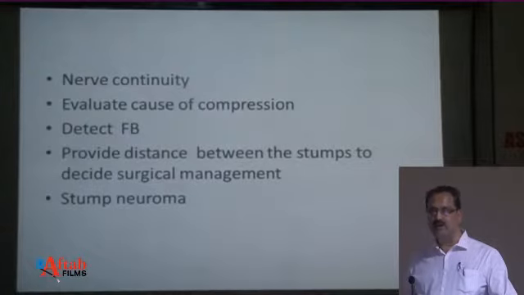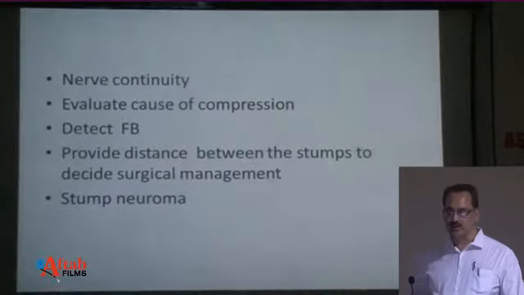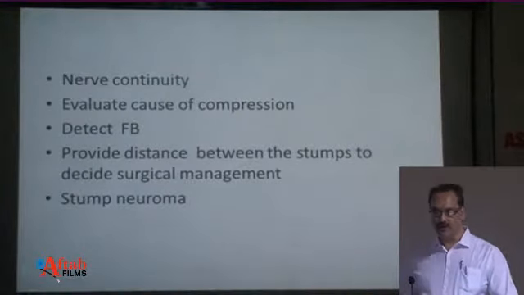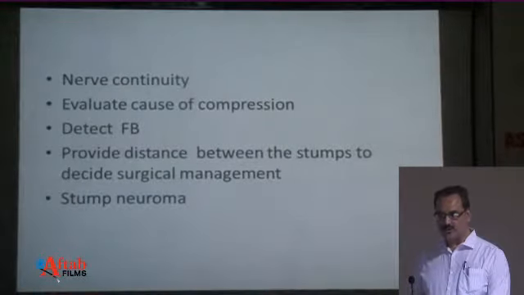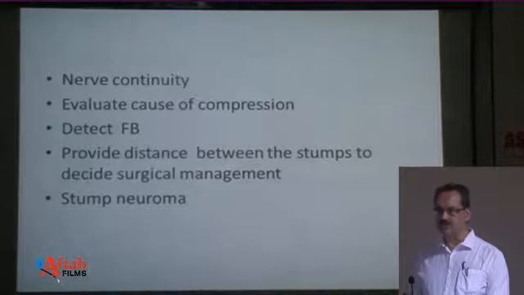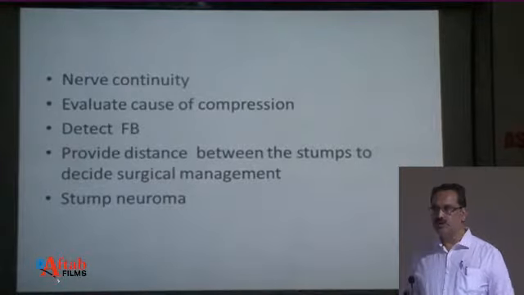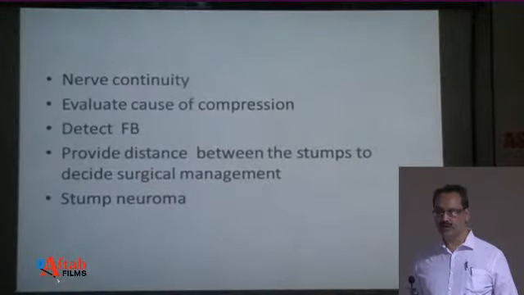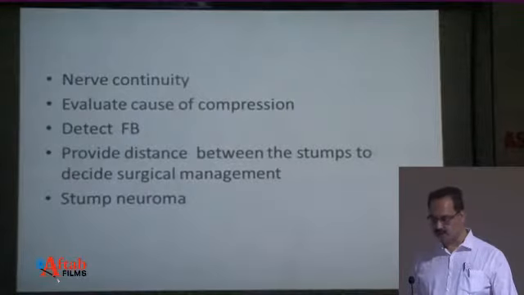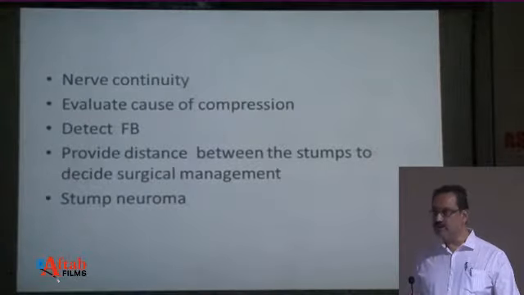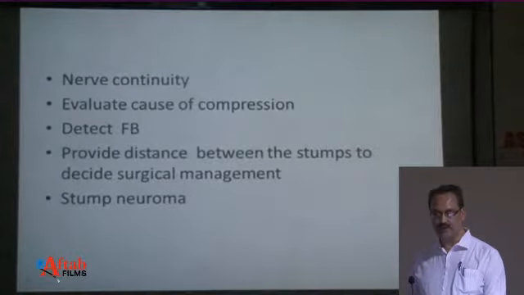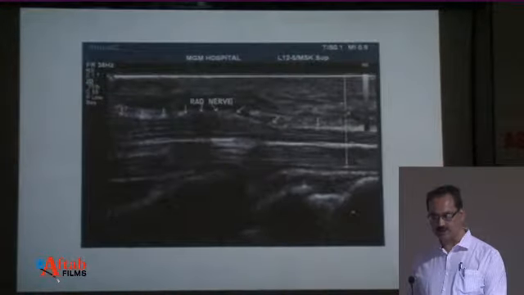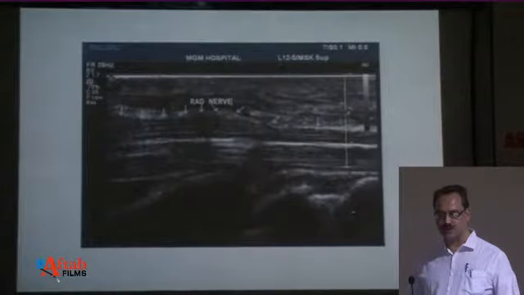If at all there is a foreign body, as shown by Dr. Gaurav, you can detect it and remove it, and the patient will have good results. It will also give information about the distance between the two stumps, which will decide the length of the nerve graft required, and it will be very helpful for the surgeon. And also it will give information about the stump neuroma, as Dr. Gaurav has shown in one case.